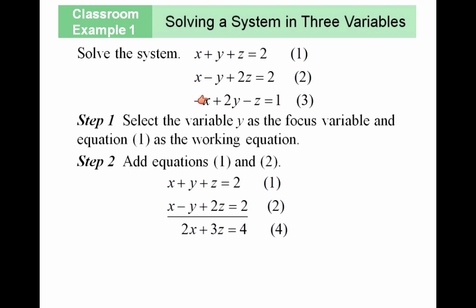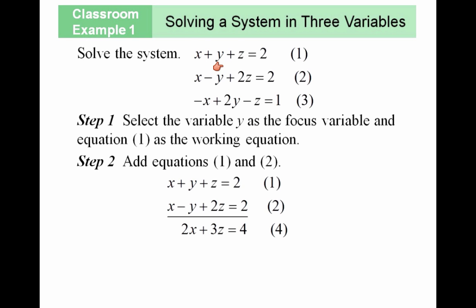Solve a system of equations. Here we have 3 equations and 3 unknowns. Step number 1 was to select the variable. Now, what variable do you want to select to eliminate? Well, let's take a look. We said we're going to look at the one with a coefficient of 1. So we have a lot of choices here. Let's select the variable y as our focus variable. Again, it doesn't matter which one.